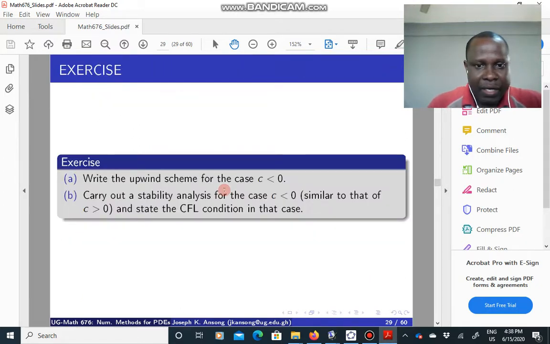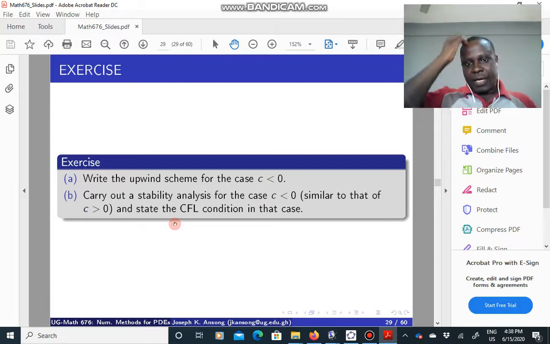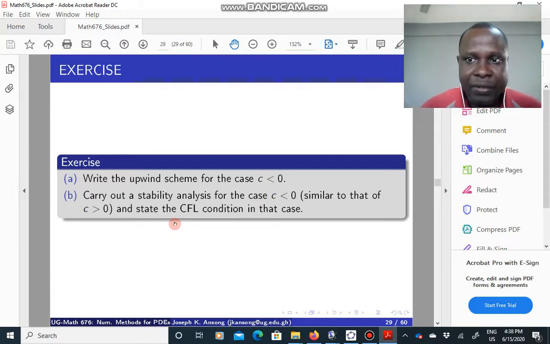So here's an exercise you can try. You can write the Upwind scheme for the case where C is less than or equal to 0, and then you can also try to carry out a stability analysis as we've just done for the case where C is greater than 0, and state the CFL condition in that case. Okay, so that's something you could try. Good.